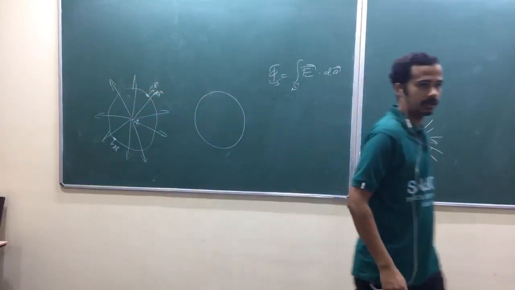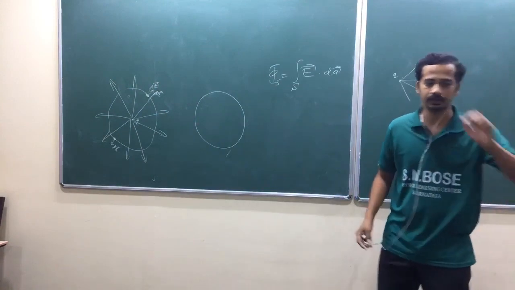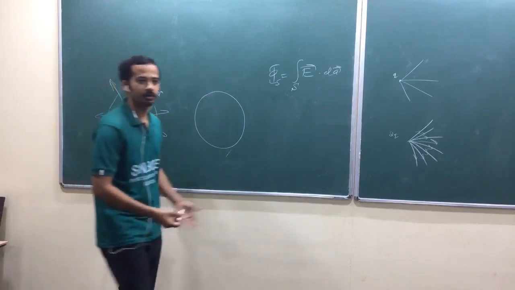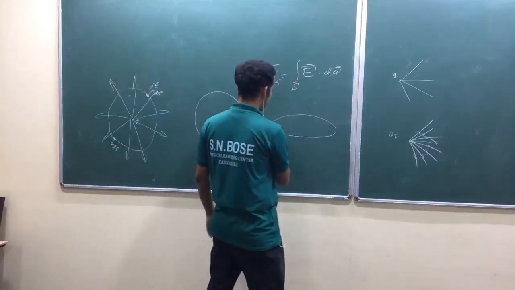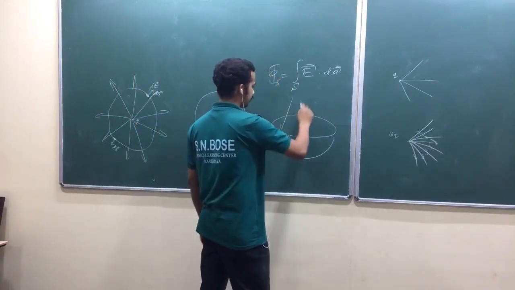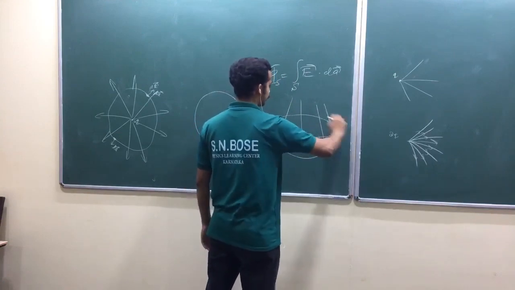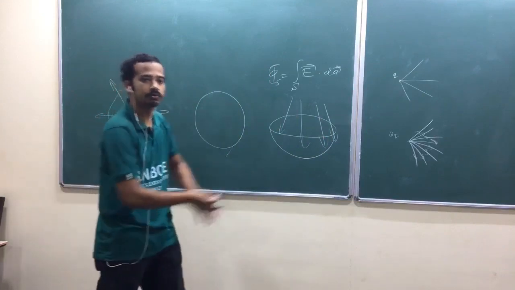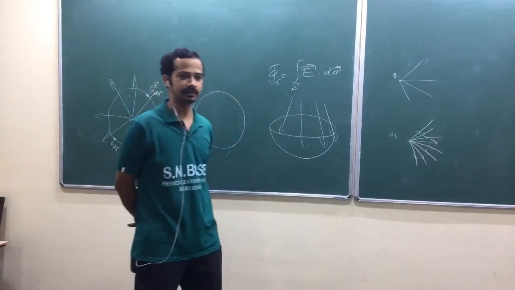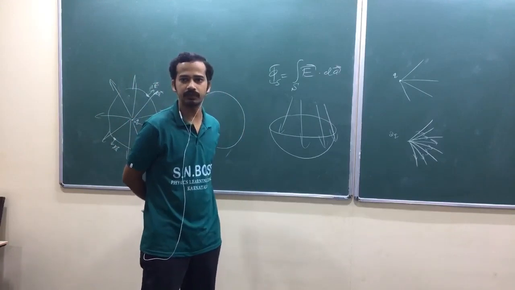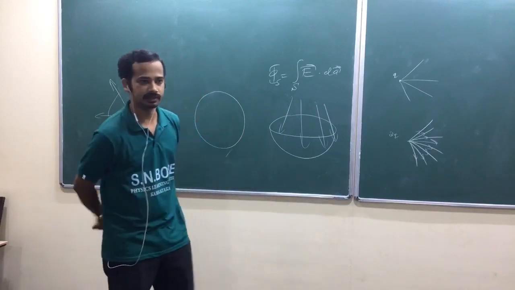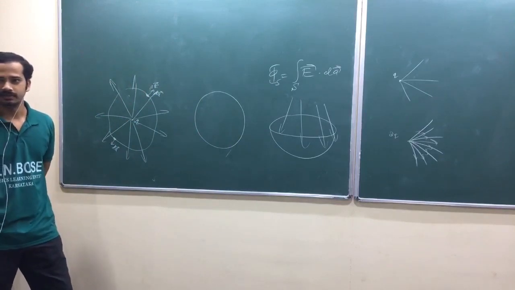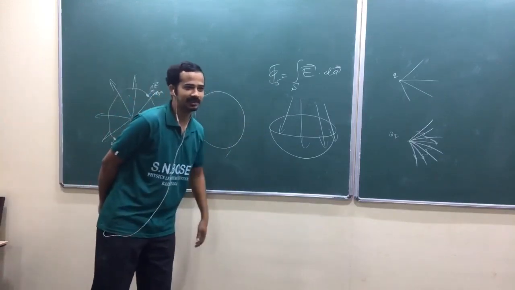When you talk about outward flux, wait a second. It is only for a closed surface. For an open surface, outward flux is meaningless. Am I right? Suppose I have some electric field lines here, isn't it? For an open surface, outward flux doesn't have any meaning, because an open surface will not define any region, isn't it? So which is outward, which is inward? You may feel like it is inward, am I right?